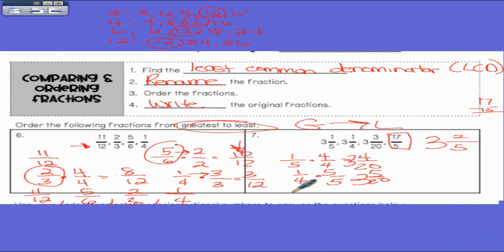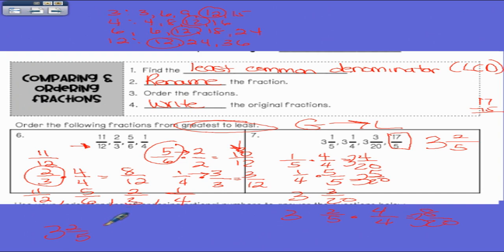And the next one's already written, 3 3/20. And then I have 3 2/5. And so I need to multiply that by something to get to 20, and that is a 4. So I have 3 8/20. Once again, we're going from greatest to least. So the biggest last number, I have 4, 5, 3, 8. Which one's the biggest? 3 8/20. So that becomes 3 2/5, our biggest number.